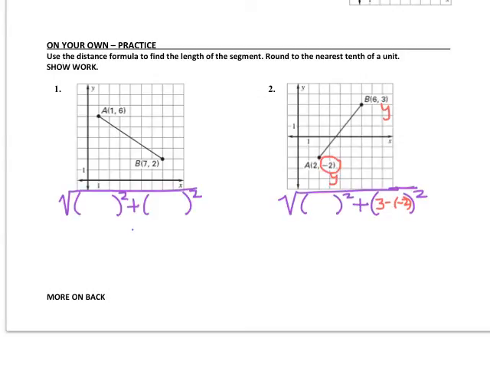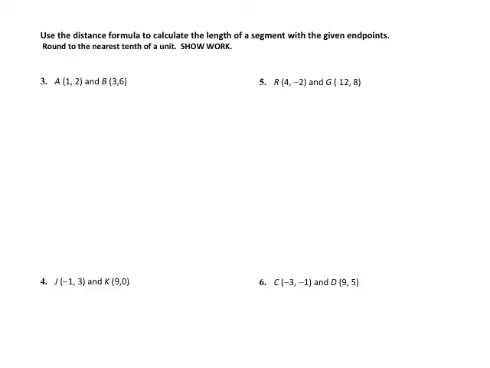All right, let's go ahead and move on to the back of our note sheet. On the back, we have 4 more problems where I would like you to show your work and use the distance formula to calculate the length. Okay, this is another hint. Anytime a problem asks you to find the length, you want to immediately think about the distance formula. That's the only way to find the length of a segment, is to use the distance formula.